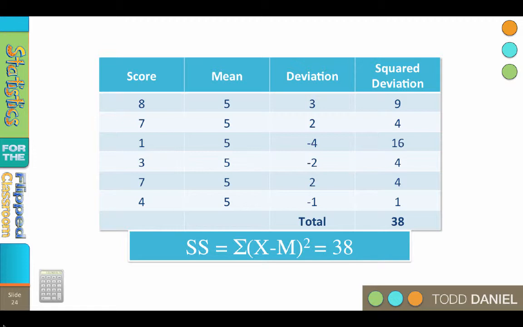This is a great start. But remember, we're looking for an average amount of variability. So the next step will be to divide by n and create an average.